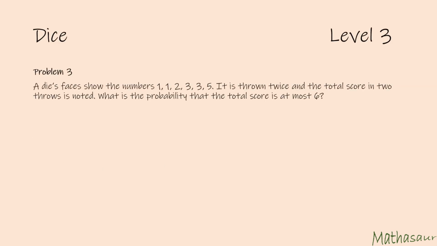Let us look at another problem. A die's faces show the numbers 1, 1, 2, 3, 3 and 5. Wow, this is a different kind of a die. Instead of the usual 1, 2, 3, 4, 5, 6, we have different numbers showing up on the faces. Now, this die is thrown twice and the total score in 2 throws is noted. What is the probability that the total score is at most 6?